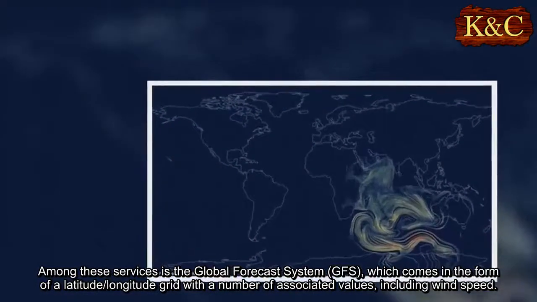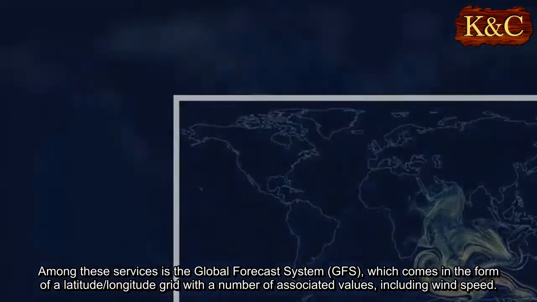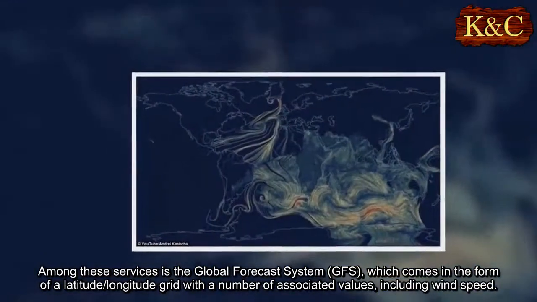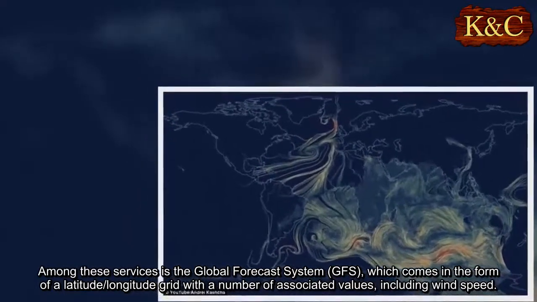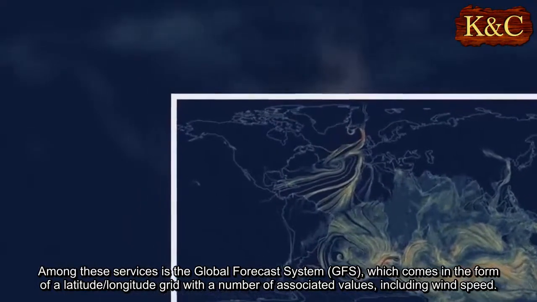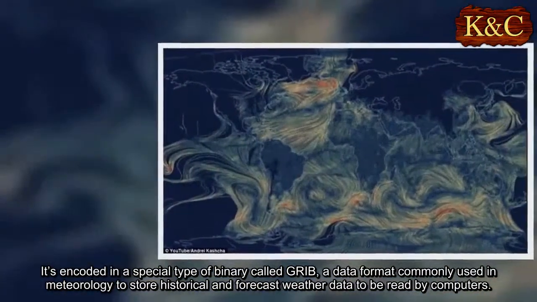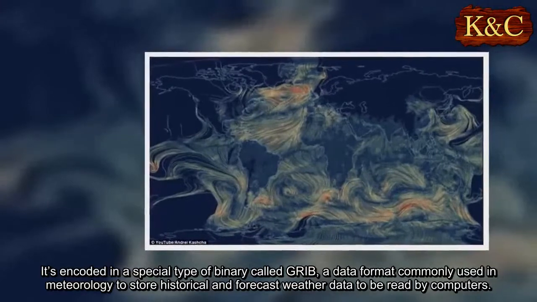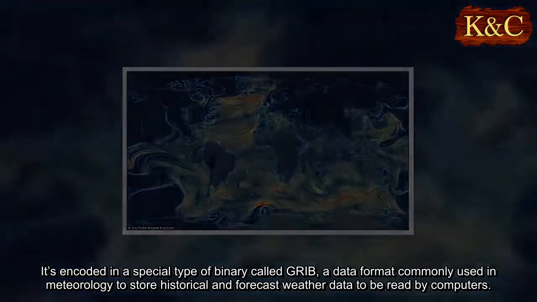Among these services is the Global Forecast System, GFS, which comes in the form of a latitude/longitude grid with a number of associated values, including wind speed. It's encoded in a special type of binary called GRIB, a data format commonly used in meteorology to store historical and forecast weather data to be read by computers.